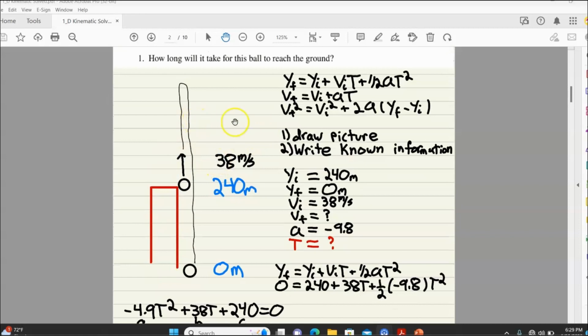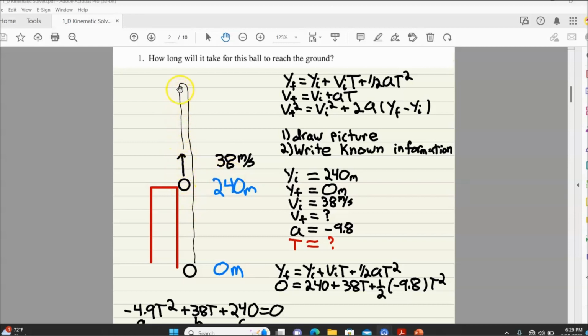The first step in any one of these problems is to draw the picture. Here's the picture. There's always going to be an initial point and a final point. There's a building. The building is this red structure. It's 240 meters above the ground. Someone stands on top of the building. They throw a ball upward. This is the initial velocity with 38 meters per second.